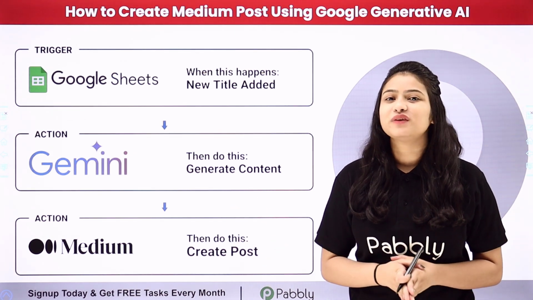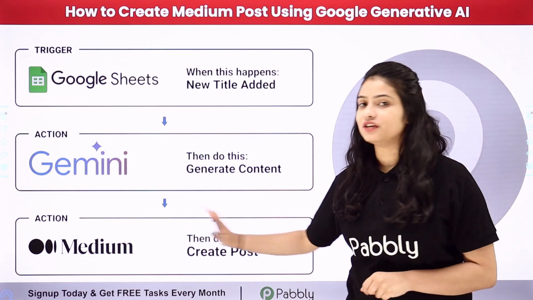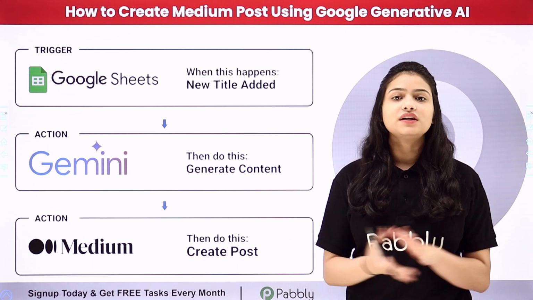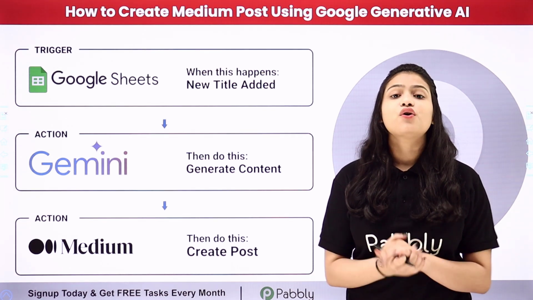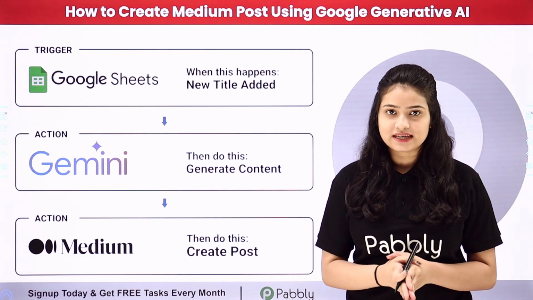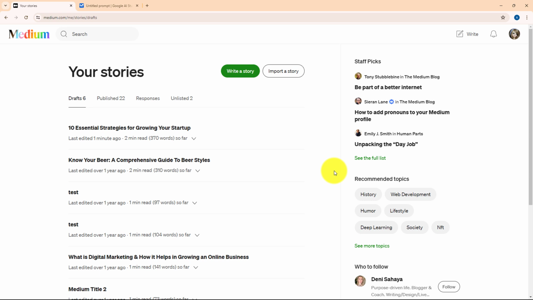So how are we going to automate this entire process? For this, we will have to set up a connection between all these applications, and we are going to do that without any coding or programming skills, with the help of Pabbly Connect. So if you also want to learn this amazing automation step by step, you have to come towards my screen. In this video, I'm going to show you step by step how we can automatically create Medium posts with the help of Google Generative AI.